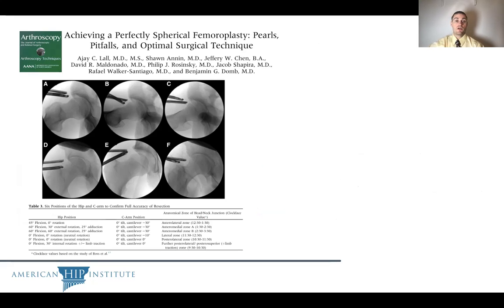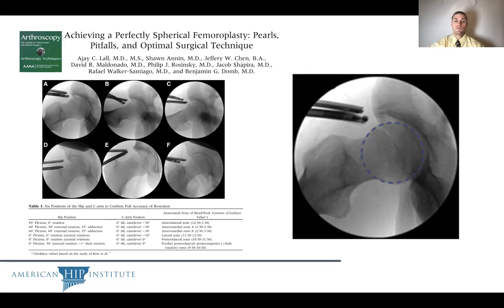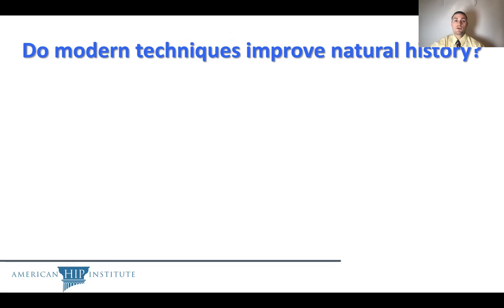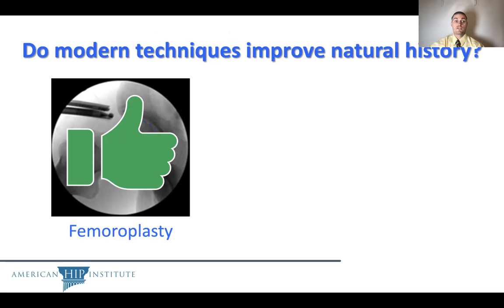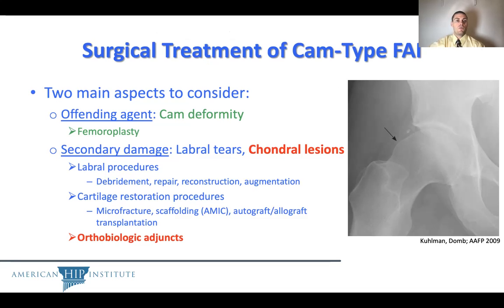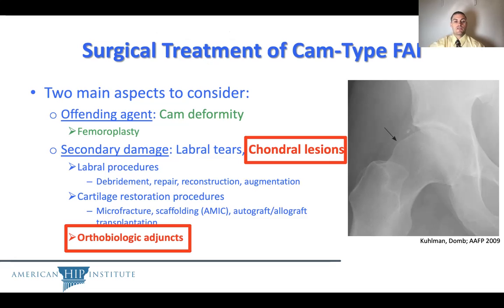Our institution has published on our technique for performing a spherical femoroplasty, which, similar to other techniques published in the literature, involves 6 X-ray views that allow us to see from the far anterior to posterior aspects of the head-neck junction, with the ultimate goal of achieving a spherical femoroplasty on all views. So going back to the original question, do modern techniques improve the natural history of patients with CAM type FAI? At our institution, with our experience, our results would suggest that yes, a femoroplasty does improve the natural history of these patients. What about the chondral lesions and orthobiologic adjuncts that are used to address these chondral lesions?